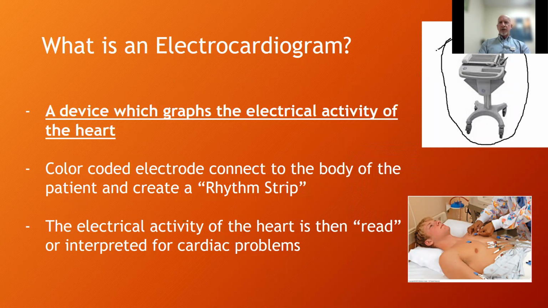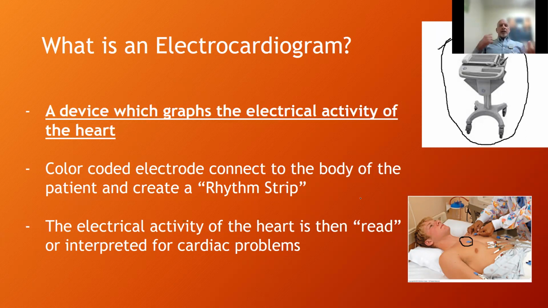Here is an EKG monitor. You've seen that in the hospital. You take these little sticky pads and you put them all over the person's chest. There's 12 leads. One on the left arm, right arm, one on the left leg, right leg. And there's a whole row of them that go across the front of your chest. And this gives us a rhythm strip.